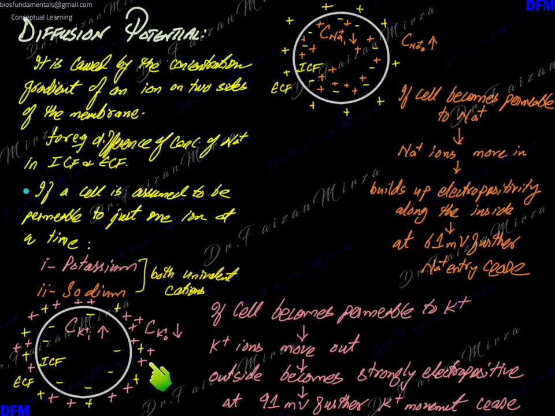But you need to keep in mind where the excess positivity built up by the movement of potassium ion: it built up outside, and where the positivity builds up when sodium is moving, that was the inside. Because this brings us to the Nernst potential and the Goldman-Hodgkin-Katz equation.